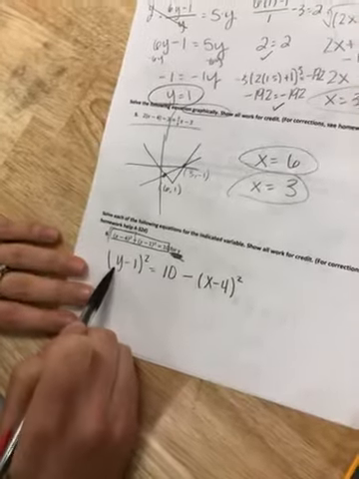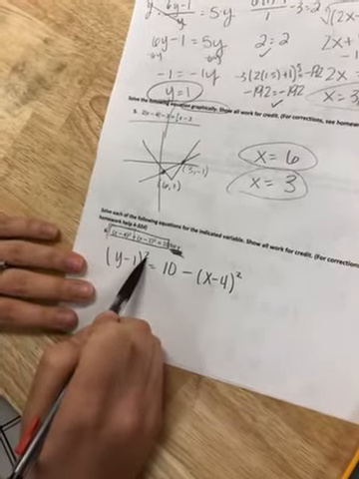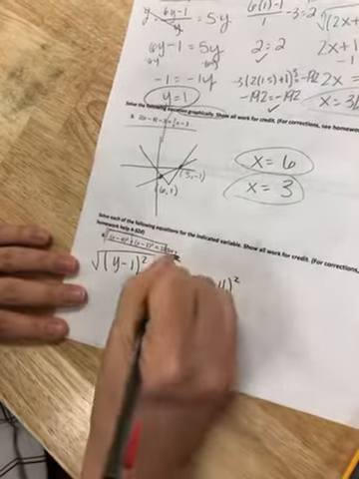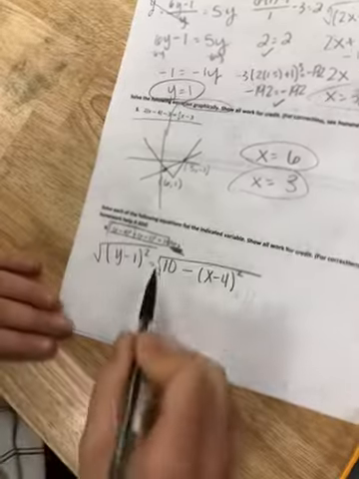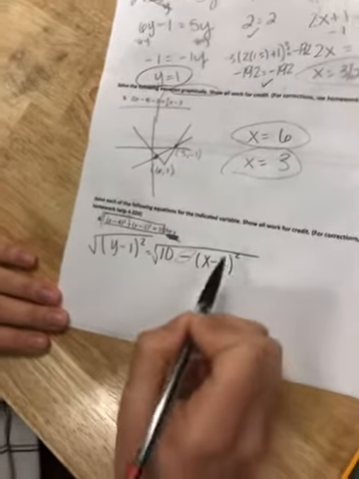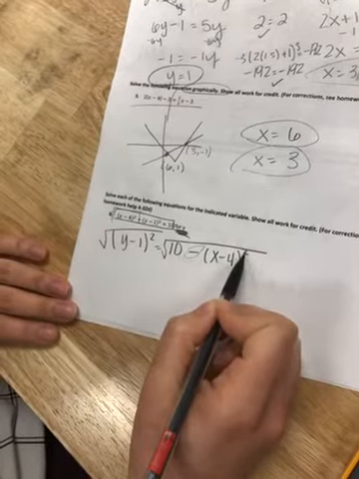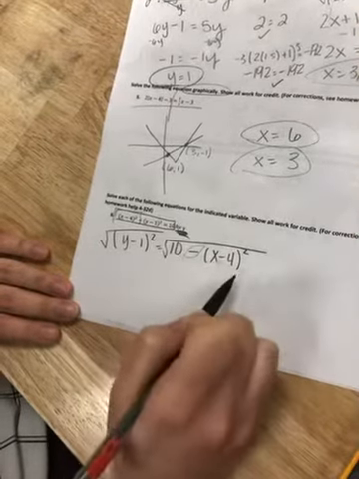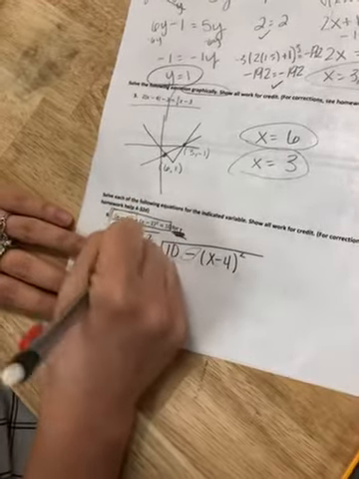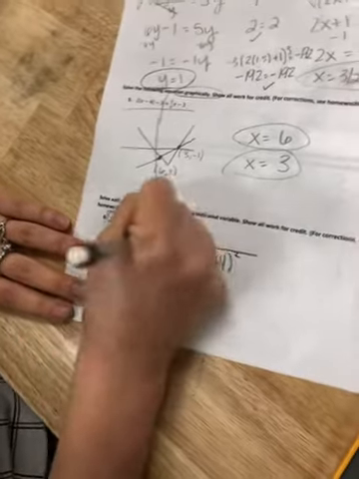Now right here, the y is stuck in this squared, so I'm going to square root. And when I do that, I need to do that to everything. This is the square root of 10 minus x minus 4 squared, so it does not cancel with this squared. This doesn't simplify. There's no way to simplify this. So on this side, we have y minus 1, because it did cancel.